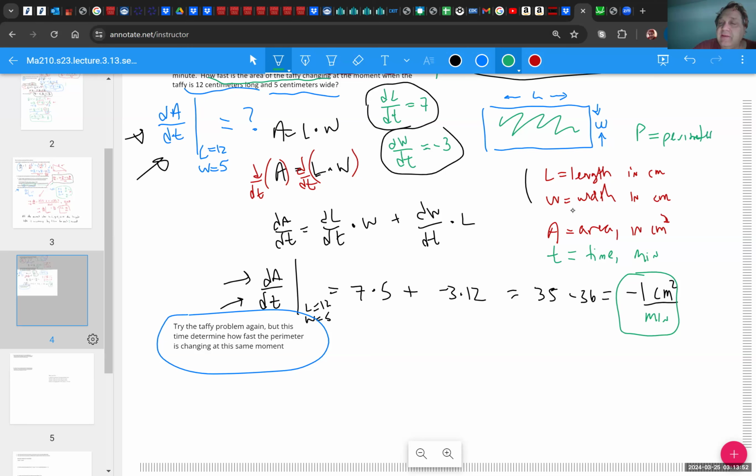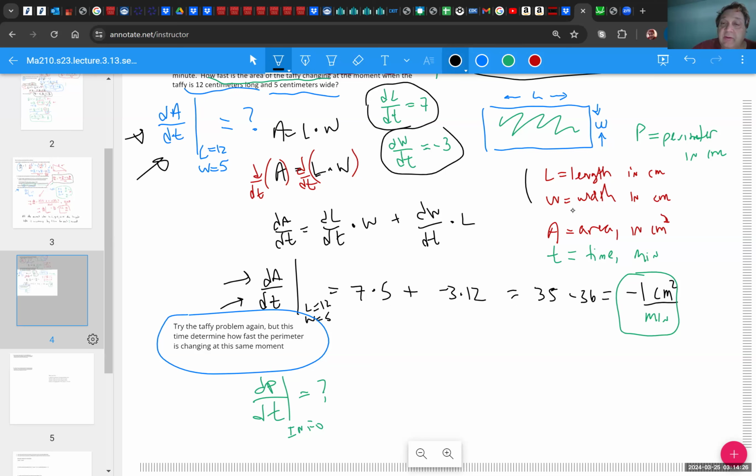Perimeter is a type of length, so that would be measured in centimeters. I need a formula. If I'm looking for how fast the perimeter is changing, that means I'm looking for how fast P is changing in time. In order to find how fast P is changing in time, we need a formula for the perimeter, right? We've got to find a formula or an equation that involves the letter we're looking for, and then differentiate with respect to the letter we need, and that's how we find our answer. So to find dP/dt at this particular information, we need to find some equation with P in it.